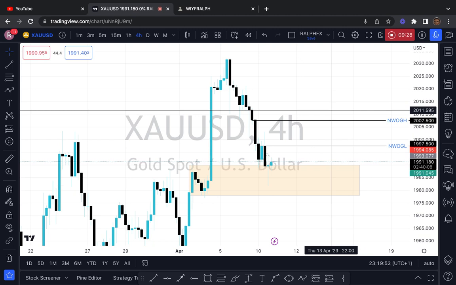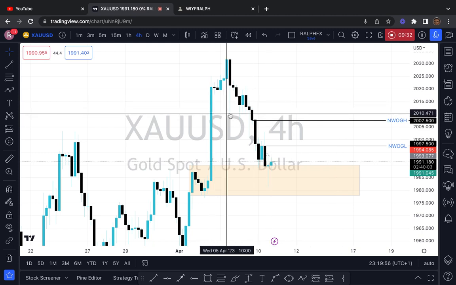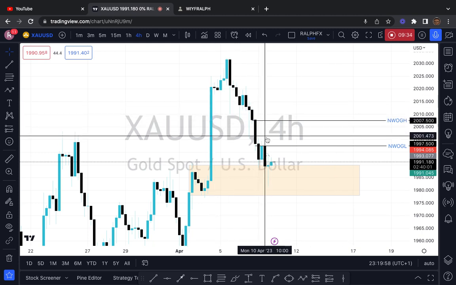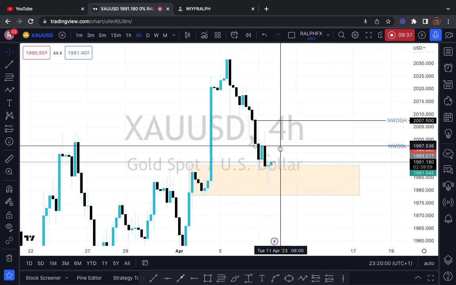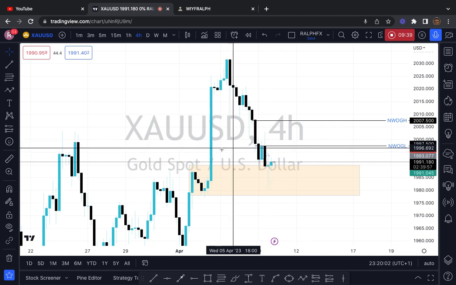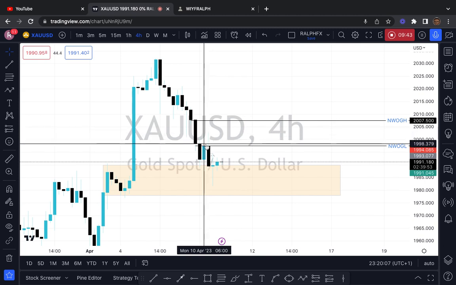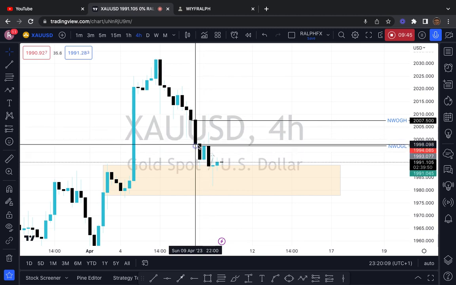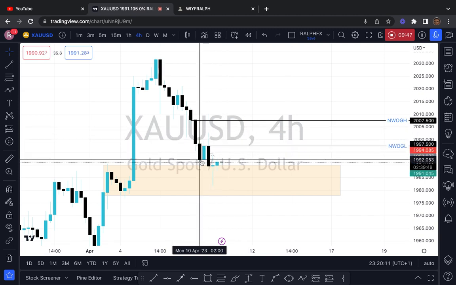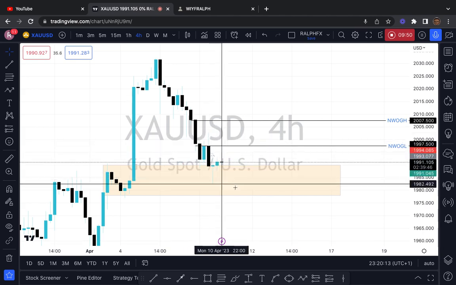So Sunday we had a gap. We had a gap open up on Sunday. So this was the high of that gap for the new week, and this was the low of the gap, right? And you can see what price did here. Price retraced into that gap, the new week opening gap low, before pulling down, right?